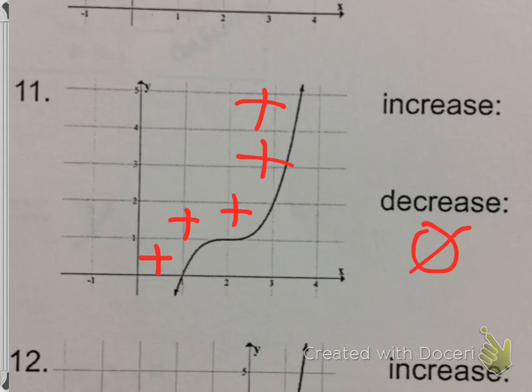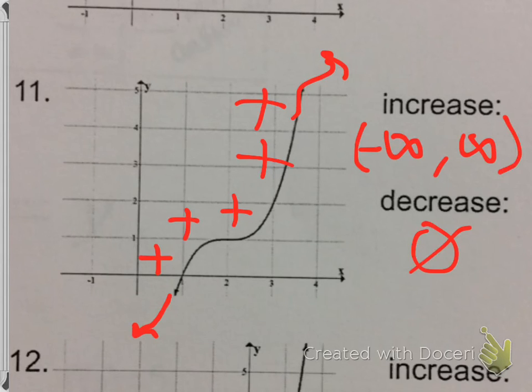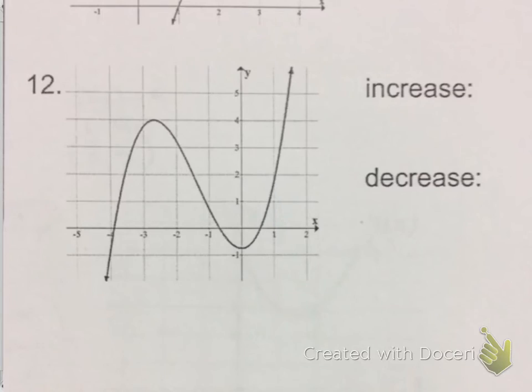And then interval of increase, then, this is going to go forever to the left, and this is going to go forever to the right. So my interval of increase would be negative infinity to positive infinity, because it goes forever left and forever right. All right, I think we have one more here. Okay, mark it with plus and minuses. So plus, plus, plus, minus, minus, minus, plus, plus, plus.